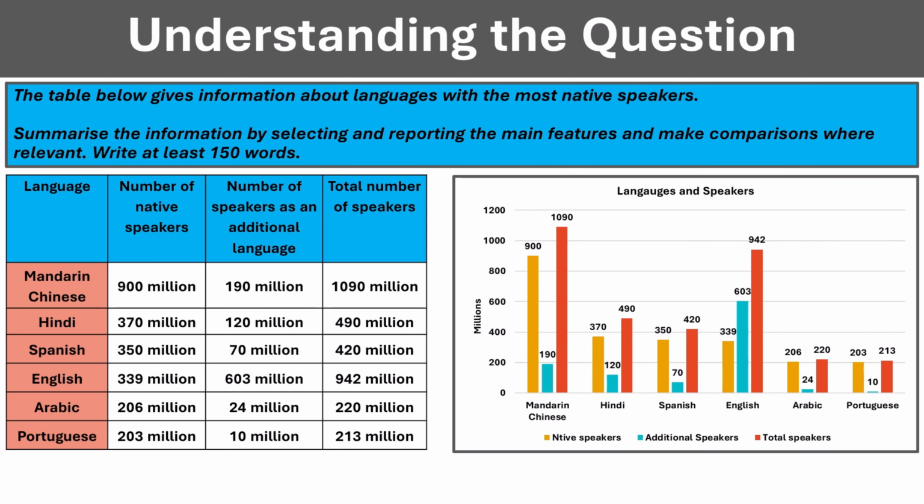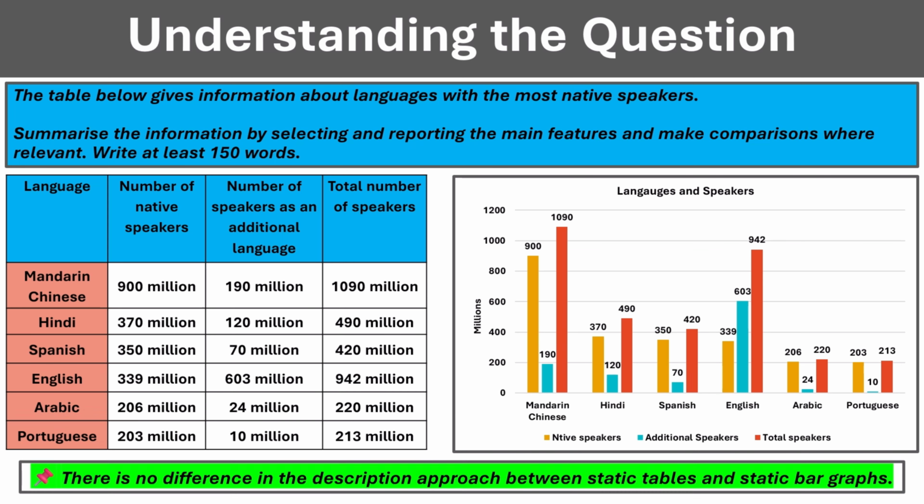Now, have a look at this bar graph. It shows exactly the same information as the table. As you can see, the way the data is presented is different, but your approach to describing it remains the same. Whether it is a static table or a static bar chart, the writing strategy doesn't change. Now that we understand what the data shows and how it is presented, let's now look at how to write the introduction by paraphrasing the question.